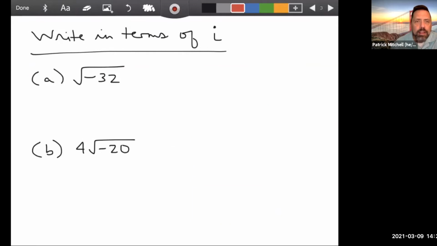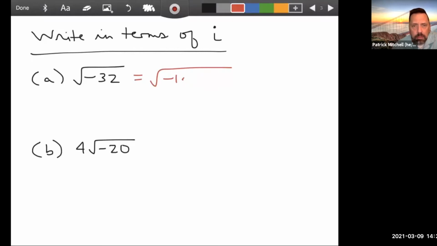All right, next, write in terms of I, which basically means the same thing as simplify. So what these problems have in common is that the numbers there, I'm talking about the 32 and the 20, are not perfect squares, but they do have factors that are perfect squares. So here's what I'm going to do. I'm going to, first of all, separate the -1. And then I'm going to break off the biggest perfect square factor of 32 that I can.